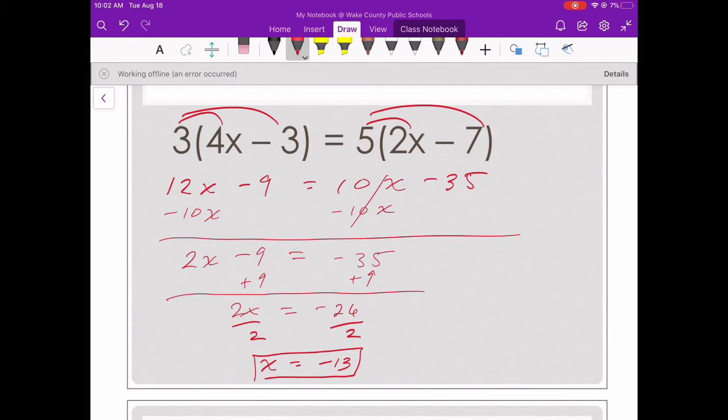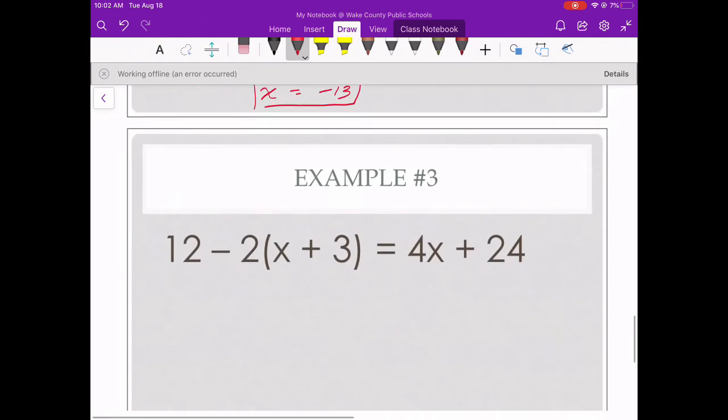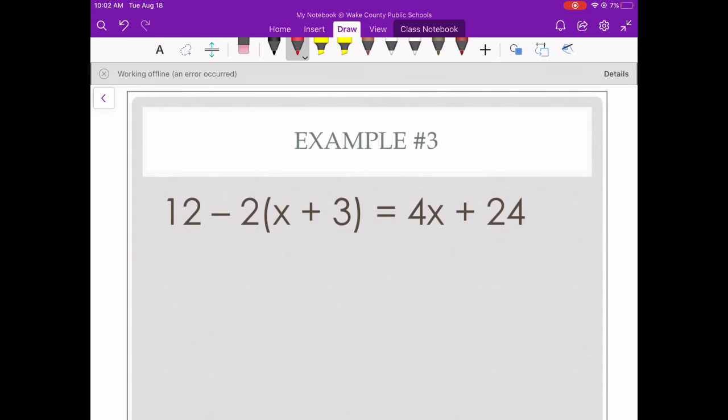So notice that we distributed first before we started solving, always checking to see if we could combine like terms. We didn't have like terms here because these were on different sides of the equation. All right, one more that I want to throw at you is this idea of rearranging and having subtraction happen in front of these parentheses.